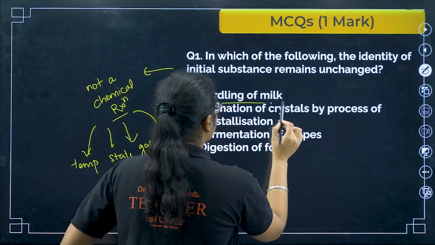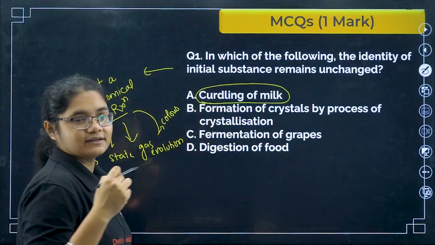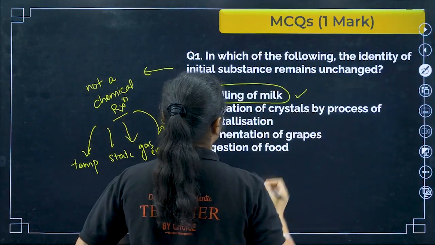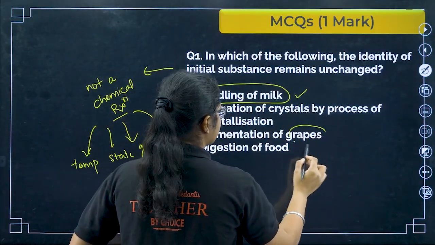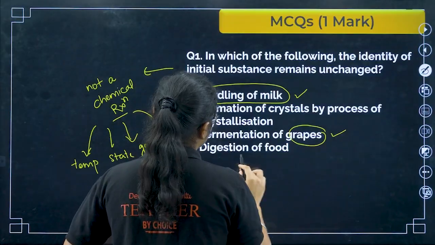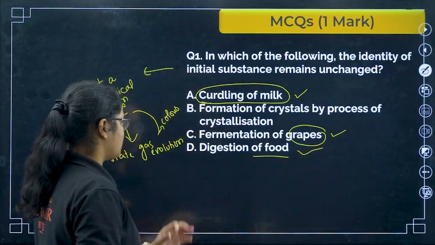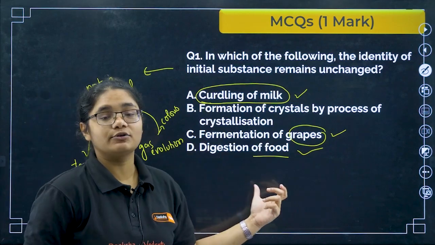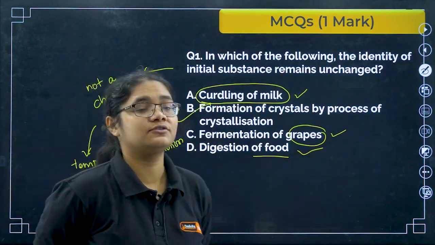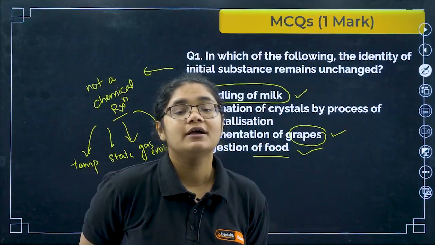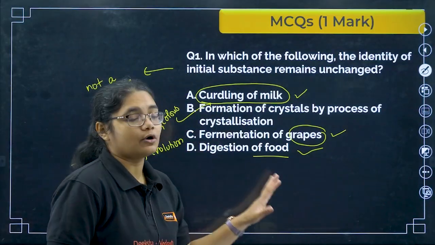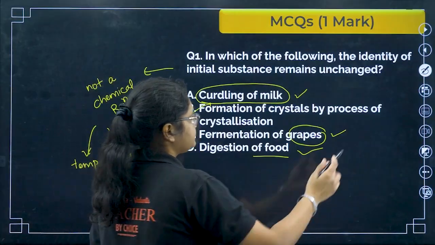So curding of milk. In curding of milk, the smell changes, milk to curd, odor changes, color changes, so this is a chemical reaction. Fermentation of grapes, color changes, shape changes, so it is also a chemical reaction. Digestion of food, everything changes here, almost all the processes are involved. This is also a chemical reaction. But in the formation of crystals by crystallization, there is no chemical change happening, it's a physical change. That is why it is not a chemical reaction.